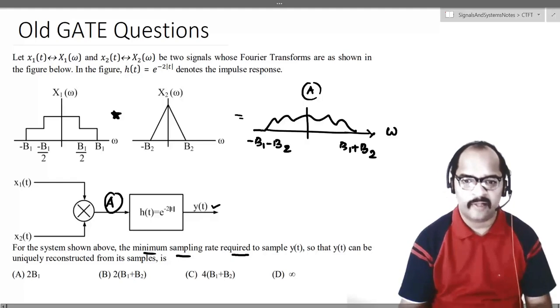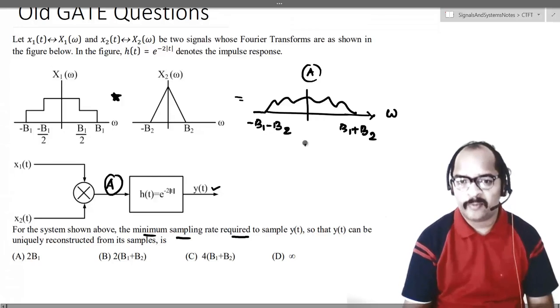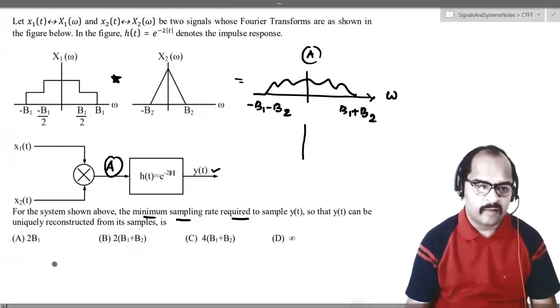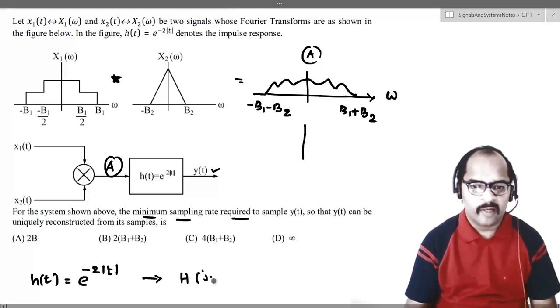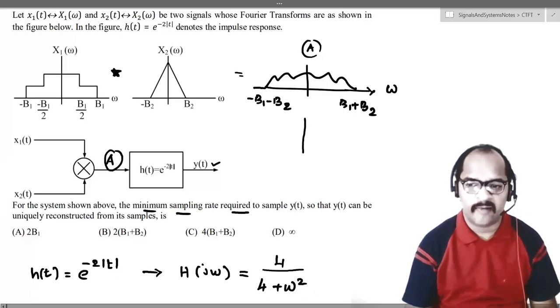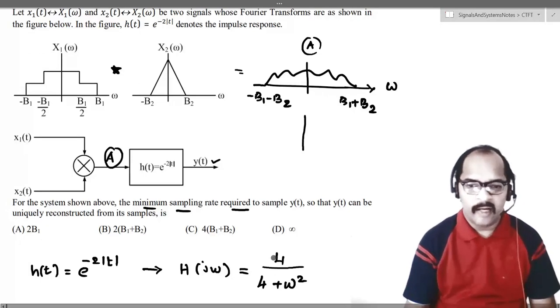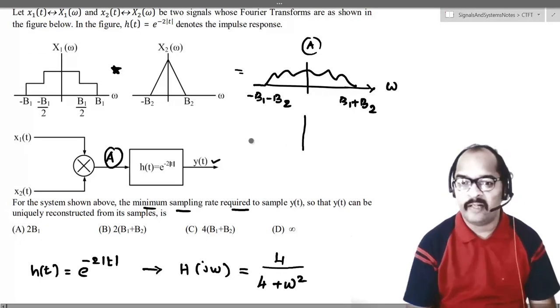Because it is passed through an LTI system, the corresponding Fourier transforms should get multiplied. So I will write down that h of t equals e power minus 2 mod t. What will this have as its Fourier transform? H of j omega equals 2a by a squared plus omega squared, with a equal to 2, so H of j omega would be 4 by 4 plus omega squared. And this exists from where to where? From minus infinity to plus infinity.